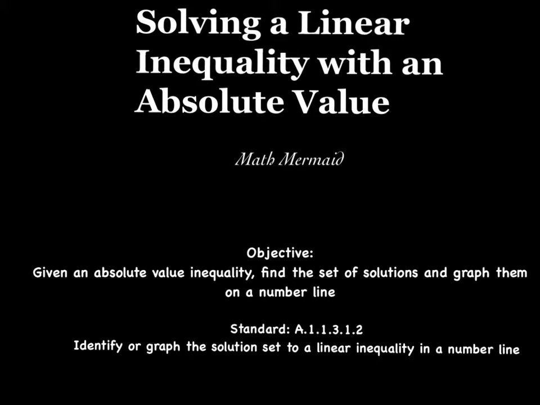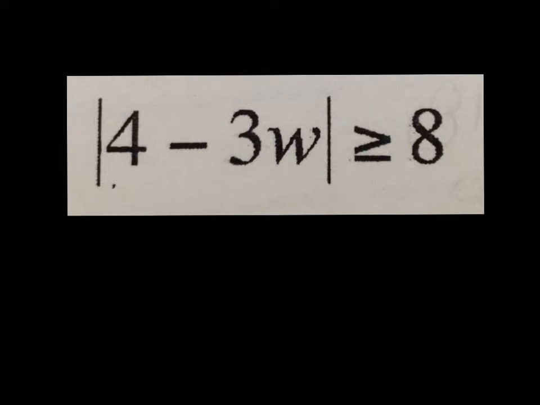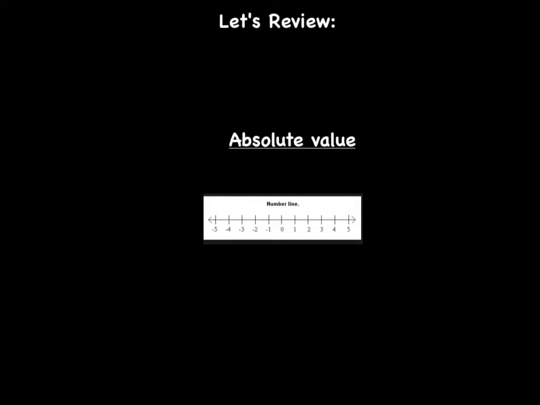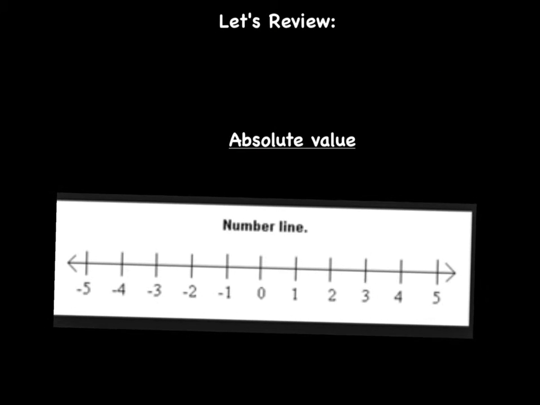This video will show you how to solve a linear inequality that has an absolute value in the problem. The problem we'll be working on today reads: the absolute value of 4 minus 3w is greater than or equal to 8. Recall that an absolute value is the distance a number lies from 0 on the number line.